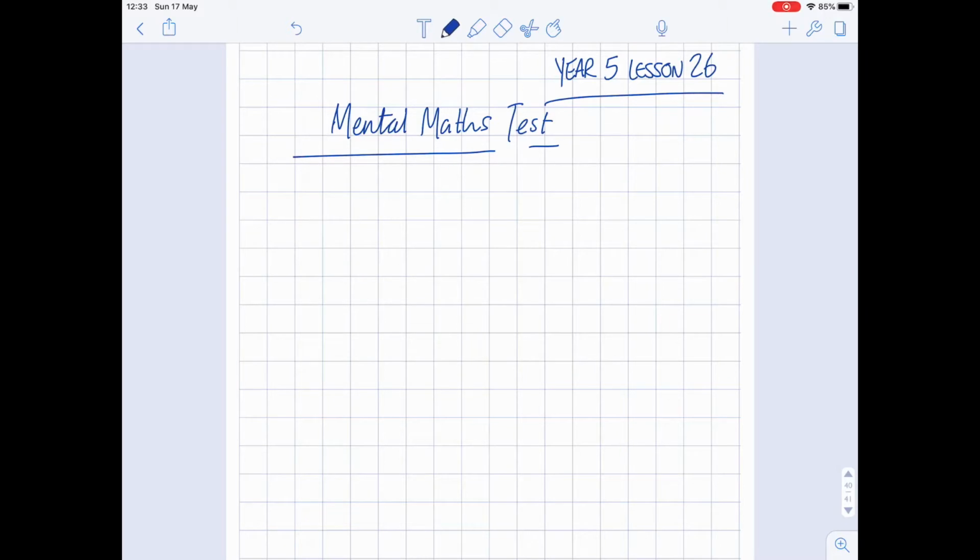Only joking. Right, so Year 5's mental maths test. Same as before. As always, you get 12 questions, 10 to 15 seconds on each question. And remember, if you're struggling on one, move on with me. Okay, so we're going to start in 10 seconds, so make sure you've got your pen and paper ready.